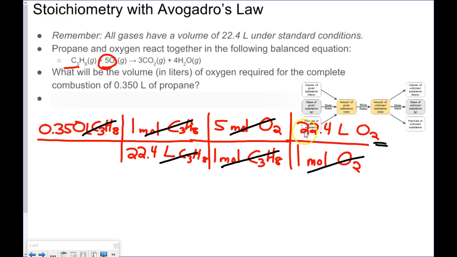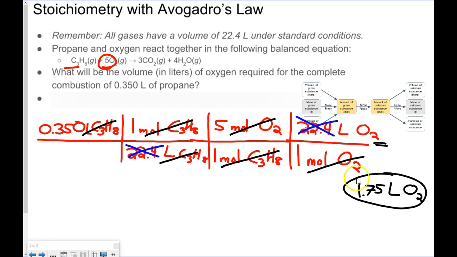One thing that you'll notice, I have 22.4 liters in both the numerator and the denominator. In that case, I could essentially cancel those out because that's going to work out to be 1. So now I'm just taking 0.350 times 5 to figure out what I need for oxygen. That works out to be 1.75 liters of oxygen will react with all of the propane.